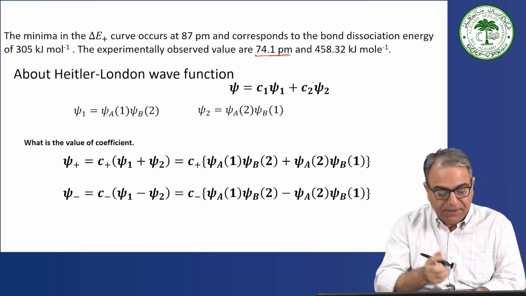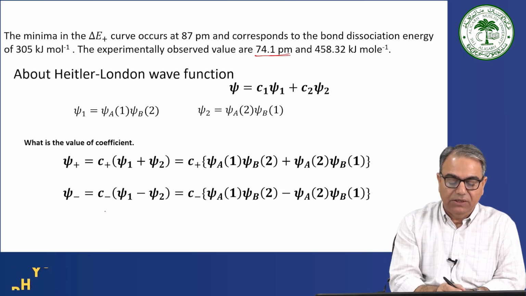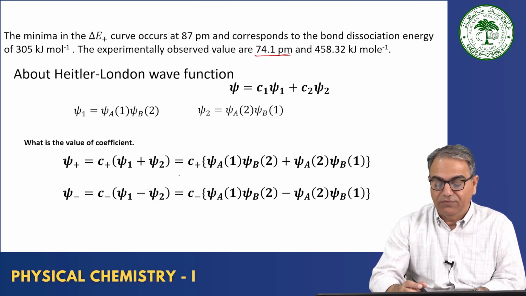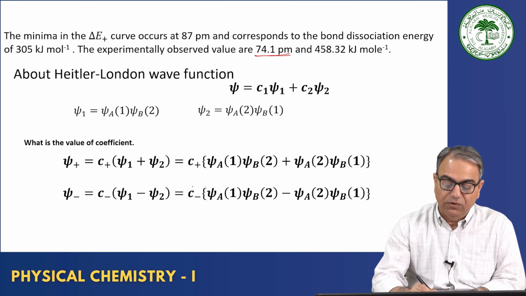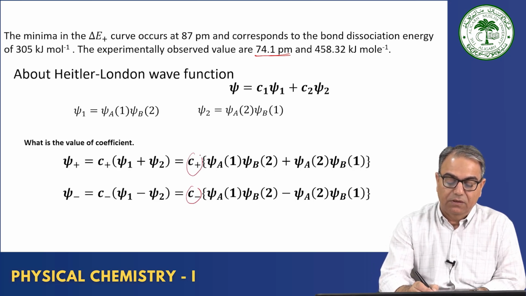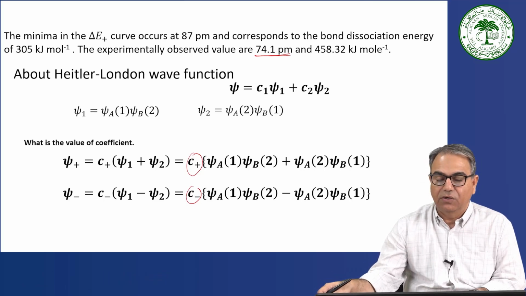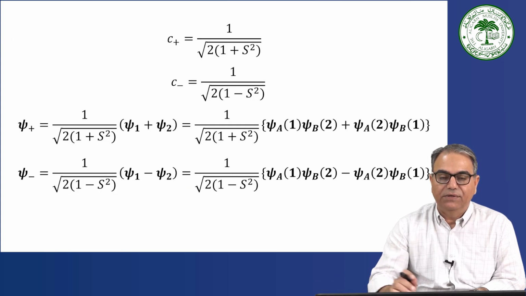So you can write psi plus as C plus (psi1 plus psi2) and psi minus as C minus (psi1 minus psi2). Or you can write in terms of original function: psi a1 psi b2 plus psi a2 psi b1, and psi a1 psi b2 minus psi a2 psi b1. What is the value of this C minus and C plus? And this you can say is also the normalization constant. So this normalization constant I think we have done earlier also, and I have given you the value directly. C plus is 1 over root under 2(1 plus S square), and C minus is 1 over root under 2(1 minus S square).